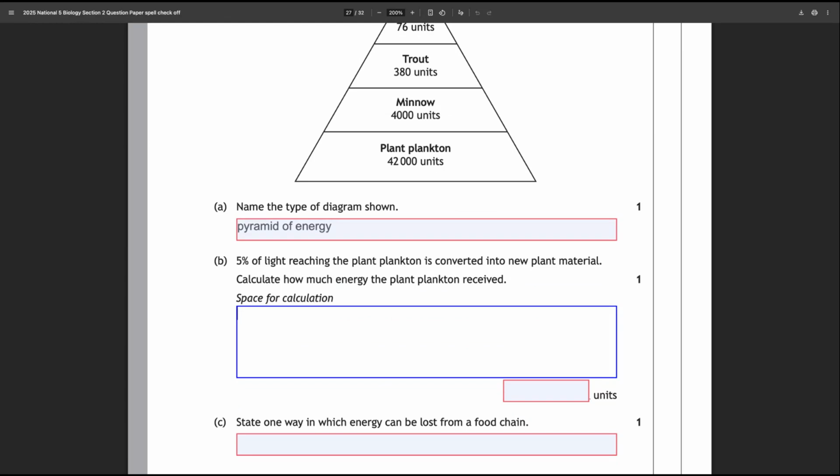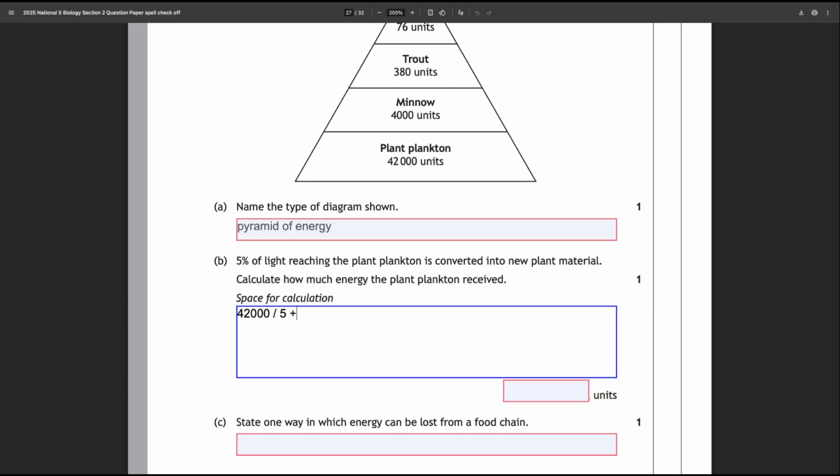Calculate how much energy the plant plankton received. Okay, so the plant plankton, not so easy to say fast, has 42,000 units. Now we know that's 5% of what it actually received. It tells us that in the question. So we have to do a reverse percentage calculation here. So what we want to do first of all is find out what 1% is. If 5% is 42,000, what is 1%?